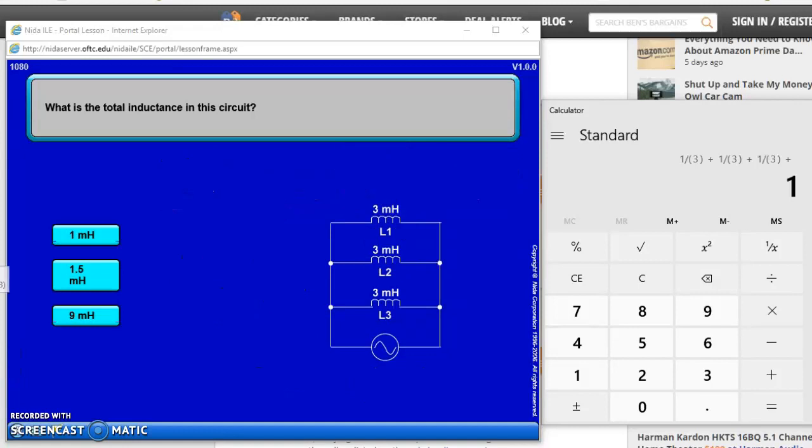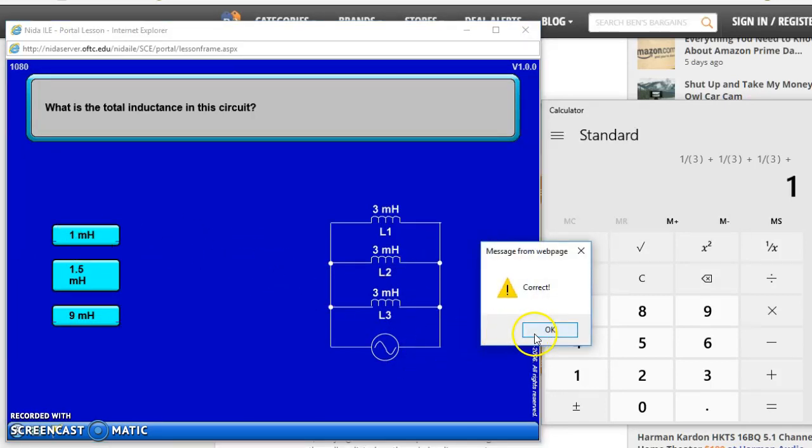So let's clear that out. We got an obvious answer of 1 millihenry. We're going to see if that's right. And it is, so good.